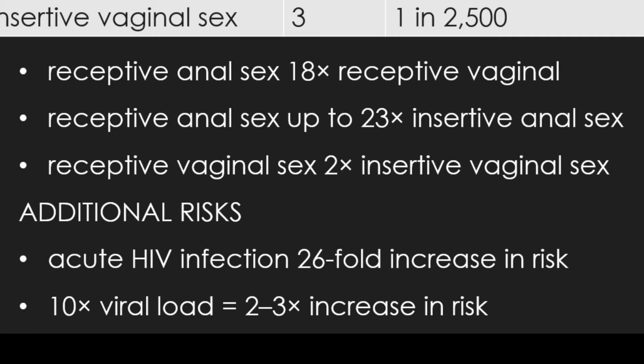Additional risks include sex with a person who has acute HIV infection. That increases your risk by 26 times because that person's viral load is so high. And then a similar additional risk would be if the viral load is higher, the increased risk is also present.